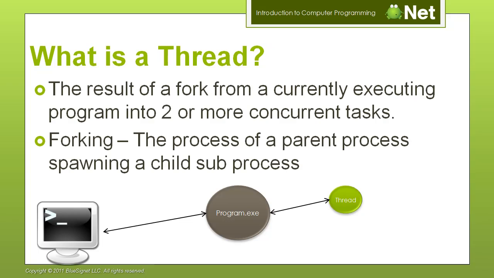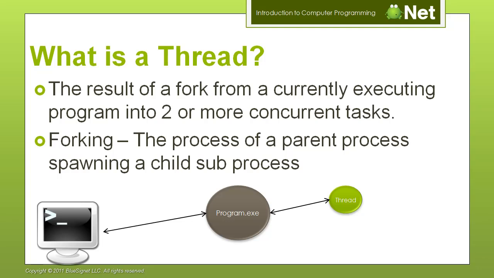Now there's another side of this, and that's a thread. And what is a thread? A thread is the result of a program forking a currently executing program into two or more concurrent tasks. A program will have tasks that need to execute independently, so those tasks can occur, many of them at the same time. So a program will generate many threads to execute tasks. And this process is basically called forking, the spawning out of child subprocesses called threads.